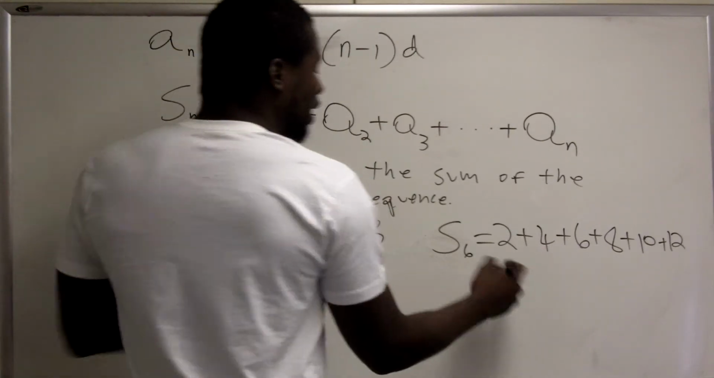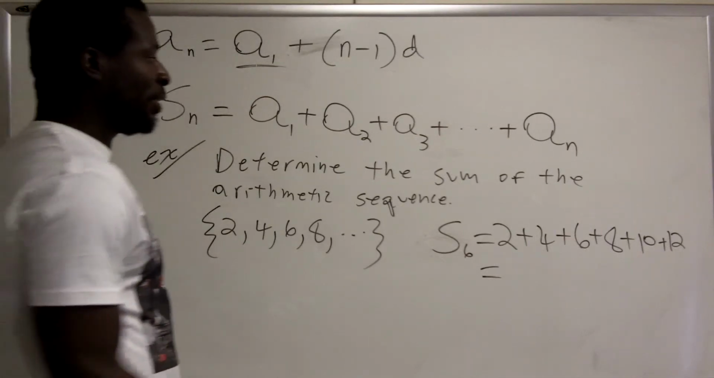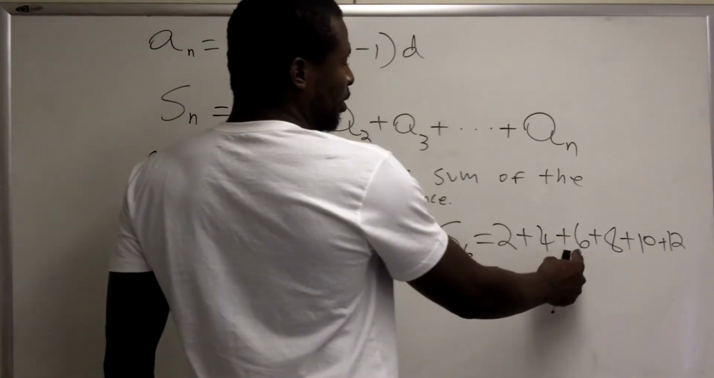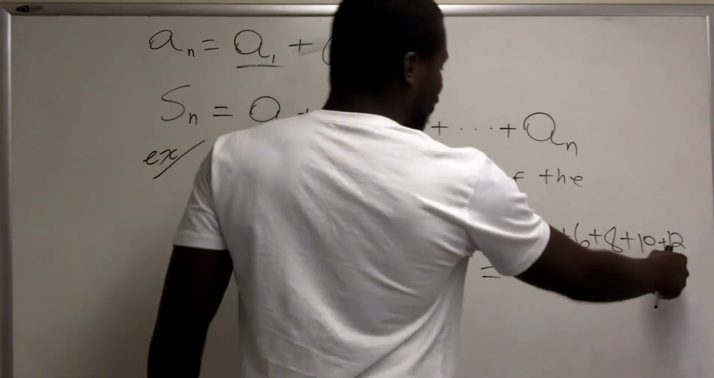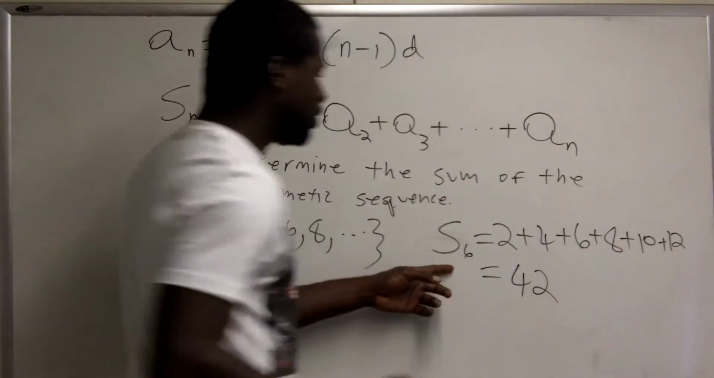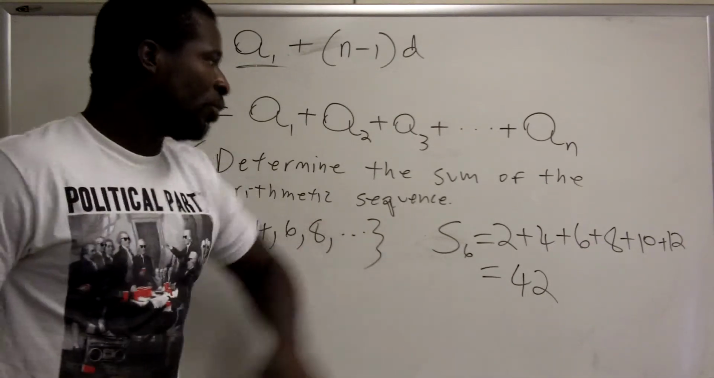The sixth partial sum is the sum of the first 6 terms of the arithmetic sequence. So let's see, that's 6 plus 6 is 12, 12 plus 8 is 20, 30, 42. So the sum of the first 6 terms of this arithmetic sequence is 42.